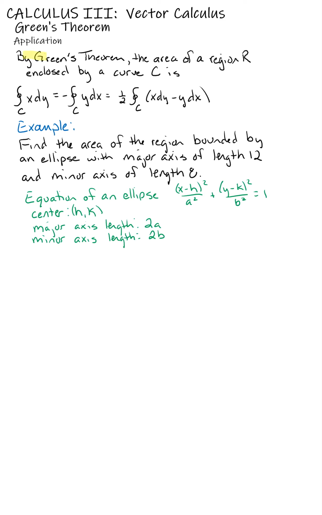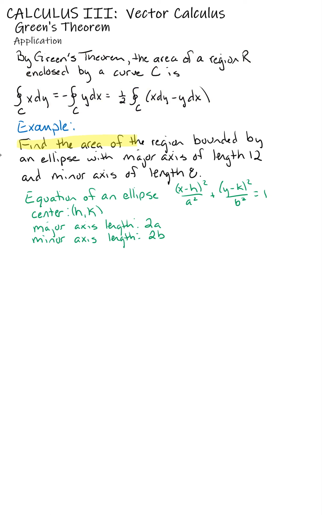According to Green's theorem, the area of a region R enclosed by a curve C is the line integral over C of x dy, which is equal to the opposite of the line integral over C of y dx, which is also equal to half of the line integral over C of x dy minus y dx. So let's put all that together and take a look at this example.